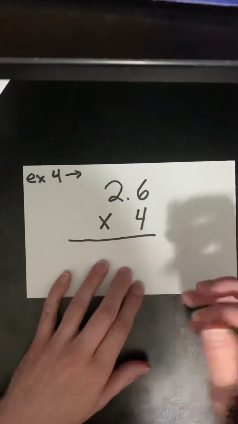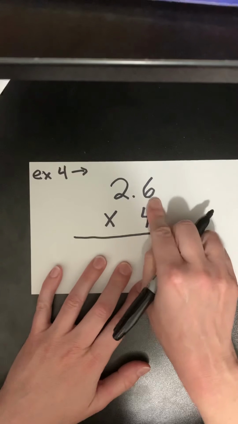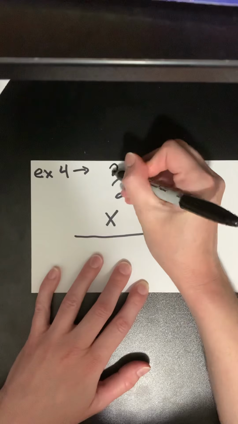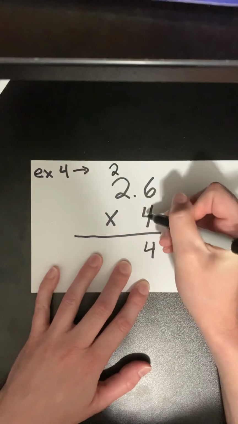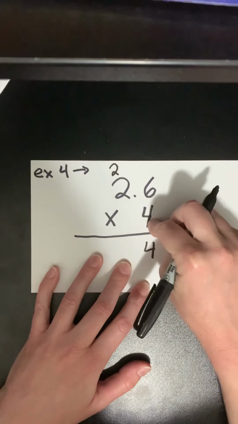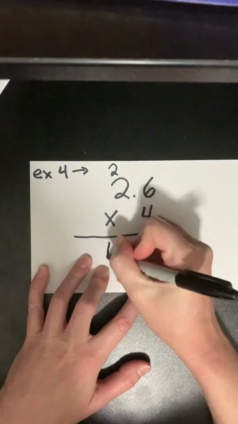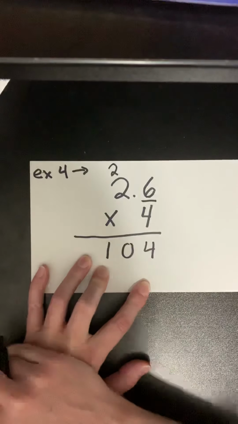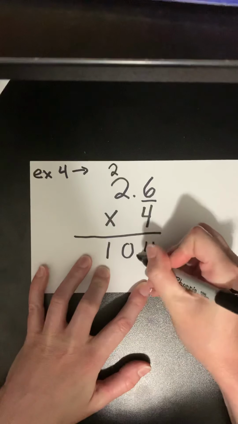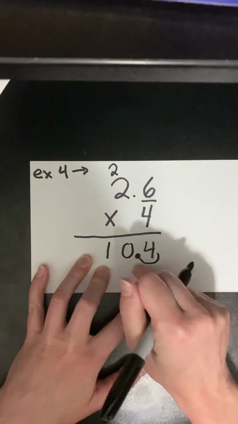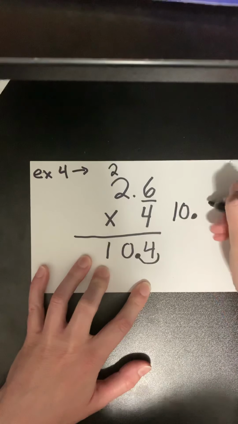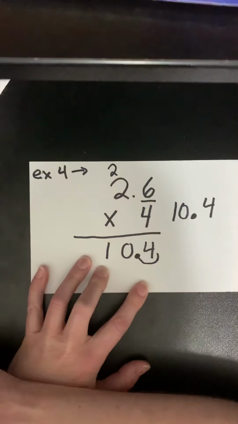Okay, our last example is 4 times 2 and 6/10, or 4 times 2.6. So I'm gonna do 4 times 6, which is 24. 4 times 2, which is 8, plus the 2 I carry. I put the 4 down. 4 times 2, which is 8, plus 2, which is 10. I have 1 space to the right of my decimal, so I'm moving in my decimal 1 place into the actual product. Okay, so it's 10 and 4/10, or 10.4.